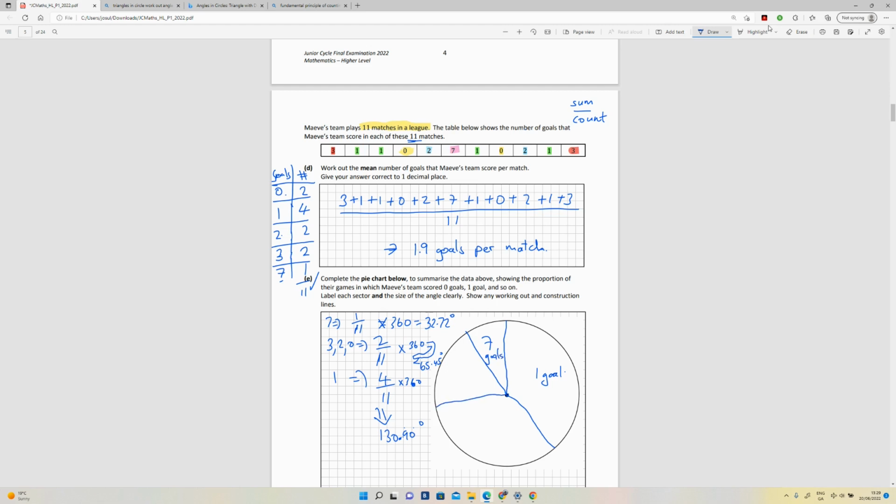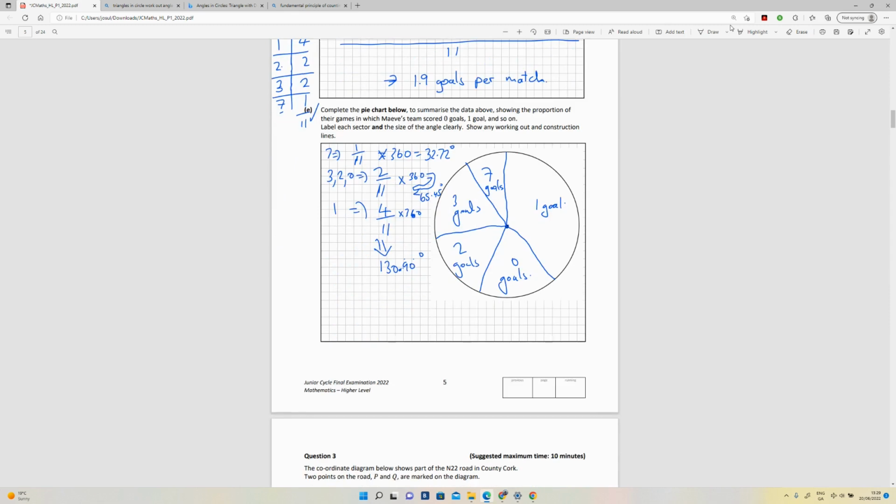Then if I split this in 3, so this is 3 goals. This is 2 goals. This is 0 goals. Okay, so that gives me the figures for completing the pie chart. That's the end of question 2.